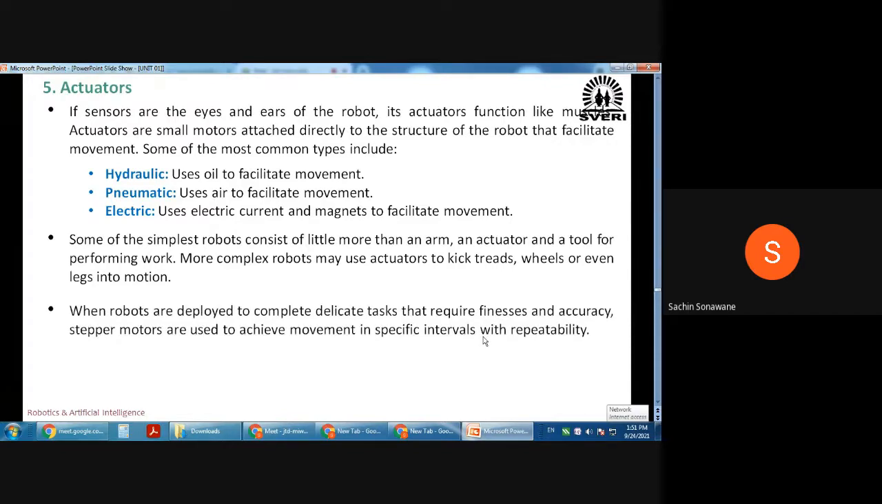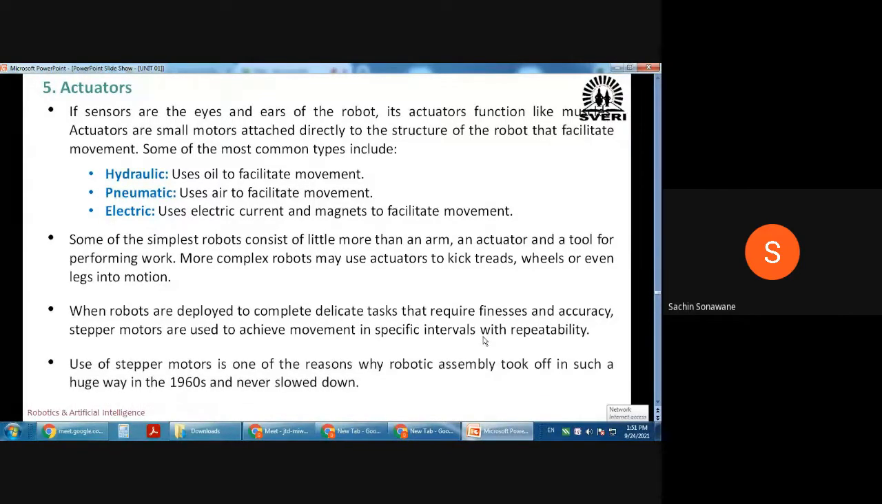When robots are deployed to complete delicate tasks that require fineness and accuracy, stepper motors are used to achieve movement in specific intervals with repeatability. Use of stepper motors is one of the reasons why robotic assembly took off in such a huge way in the 1960s and never slowed down.